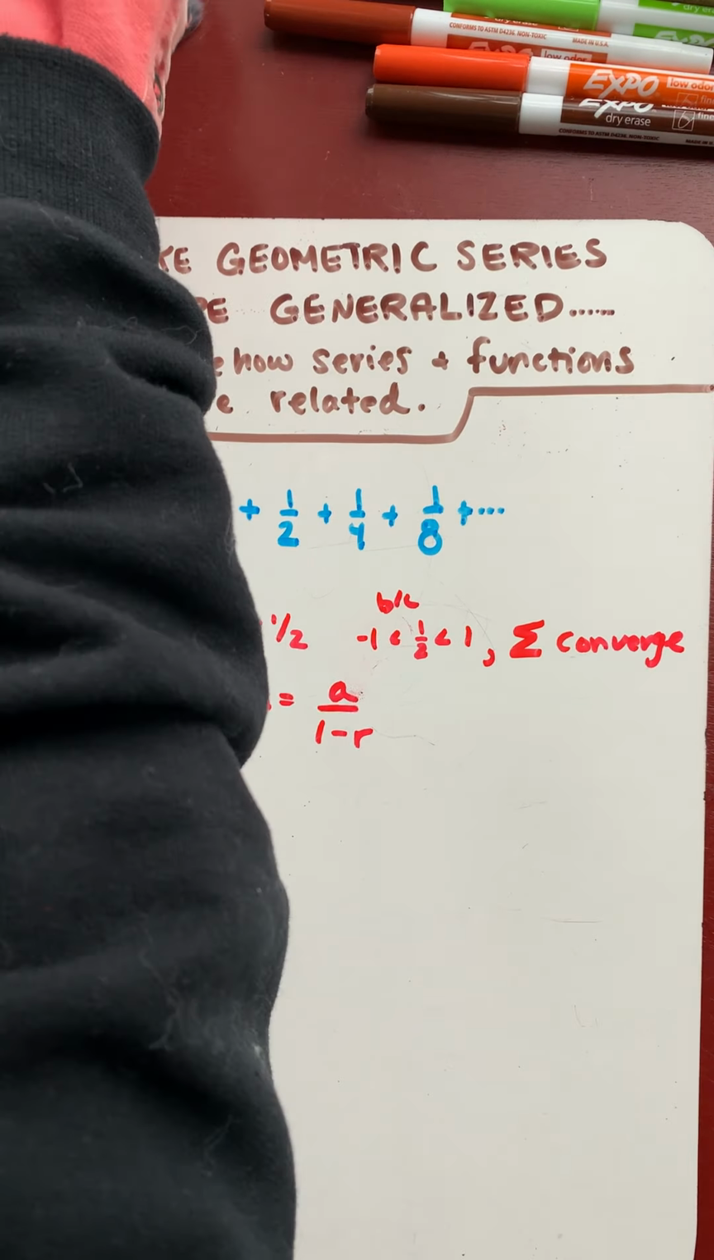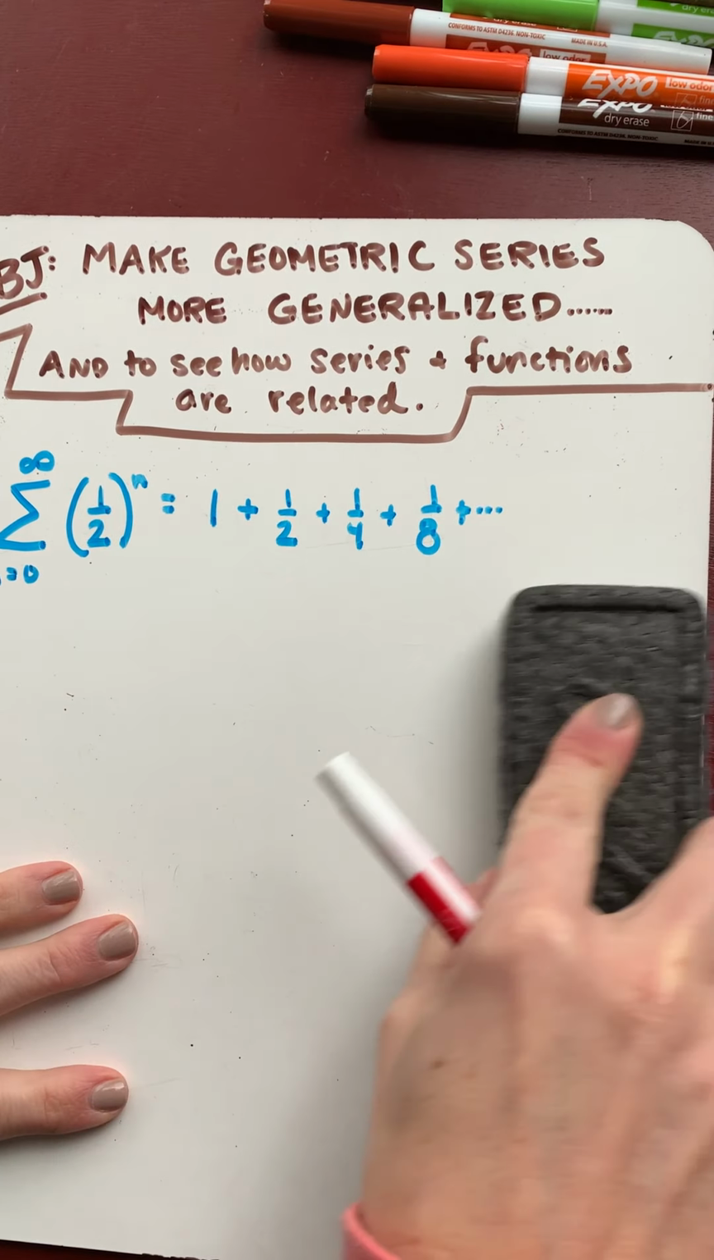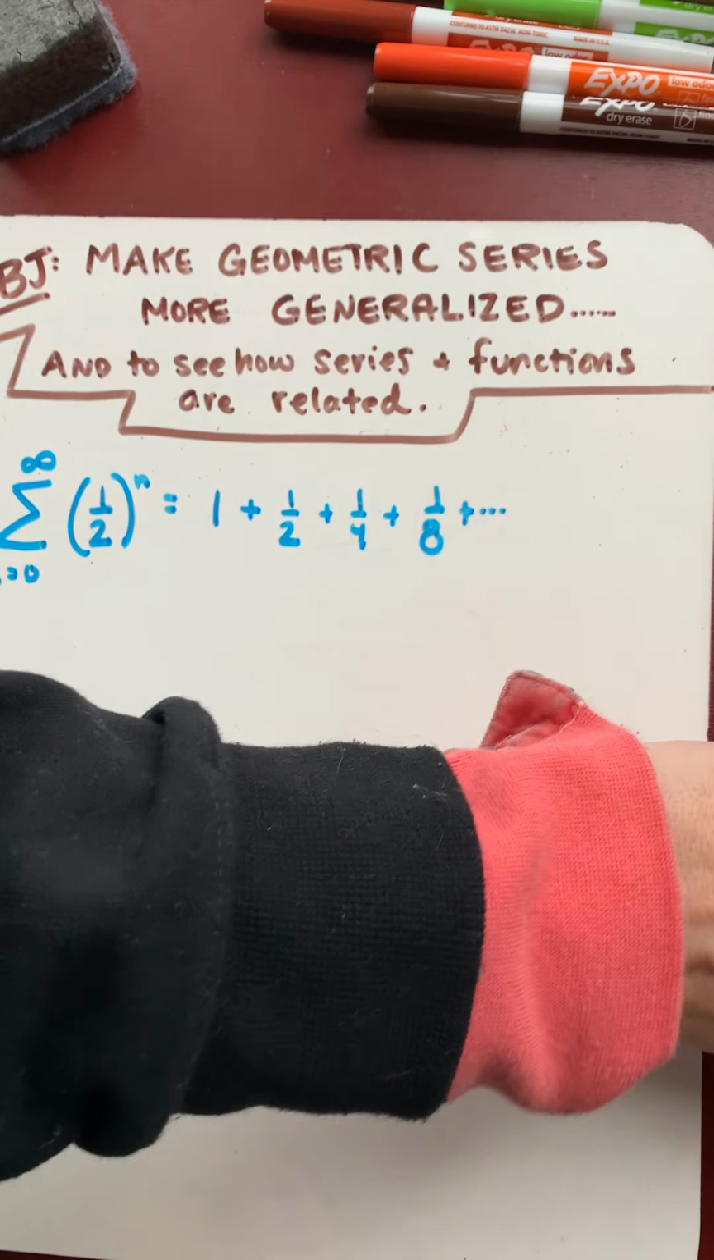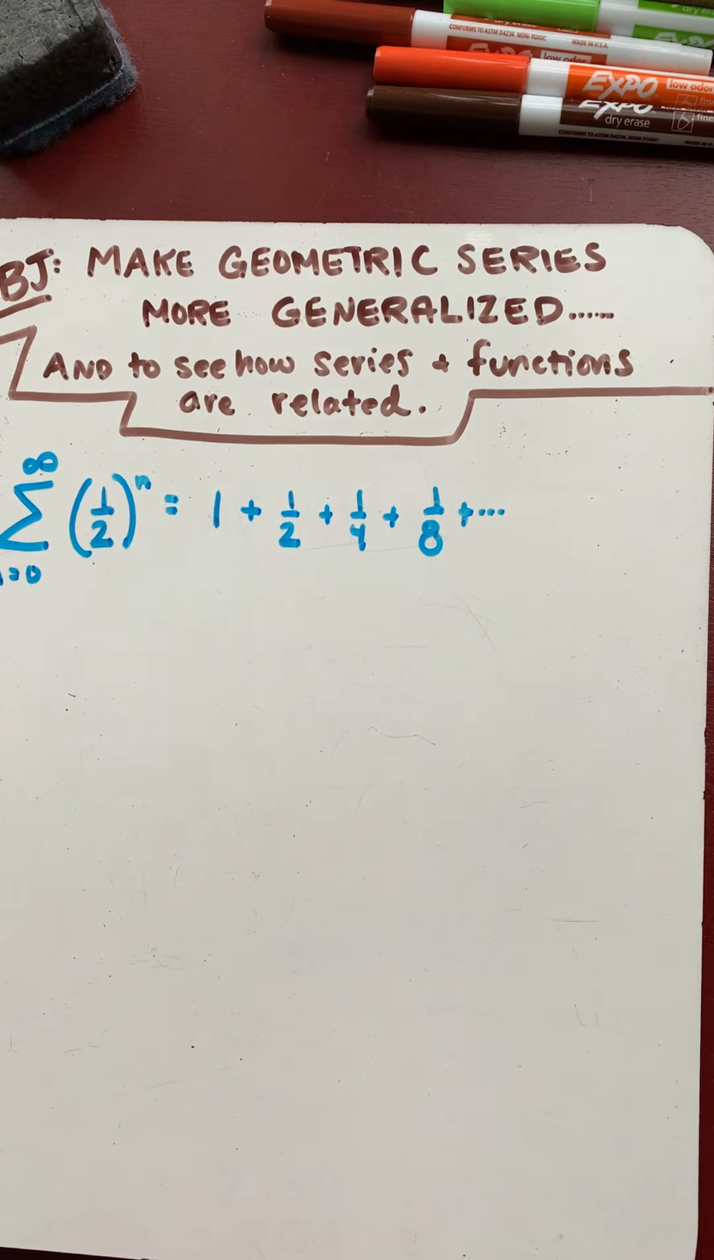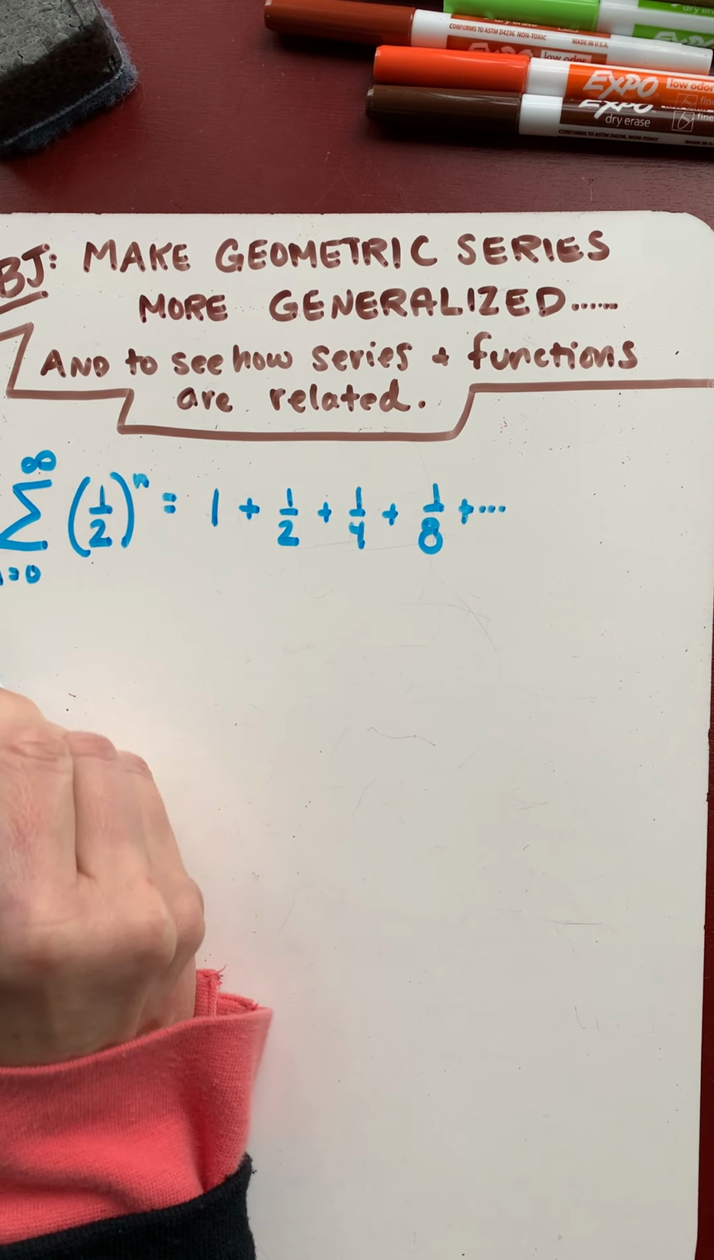But what about if it's not numeric? Take some of this away. What if I have a series that's a variable? So what if I have this?